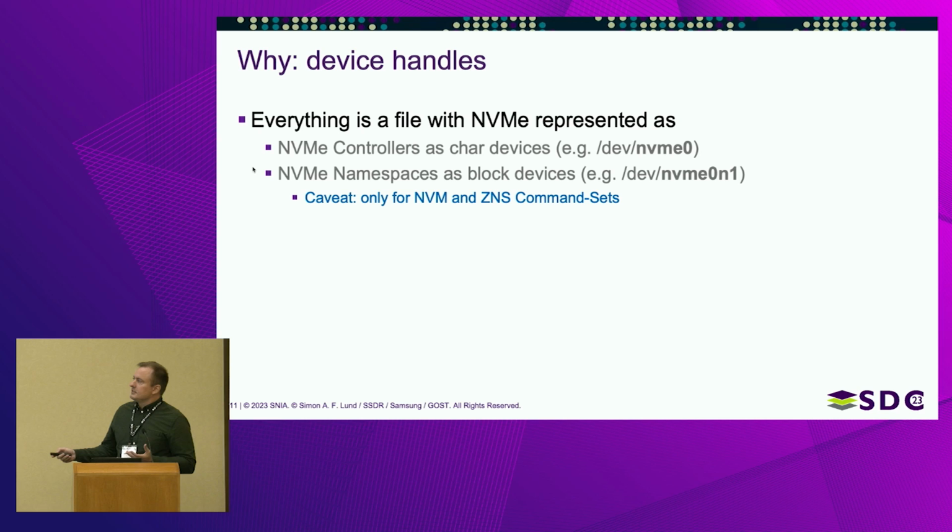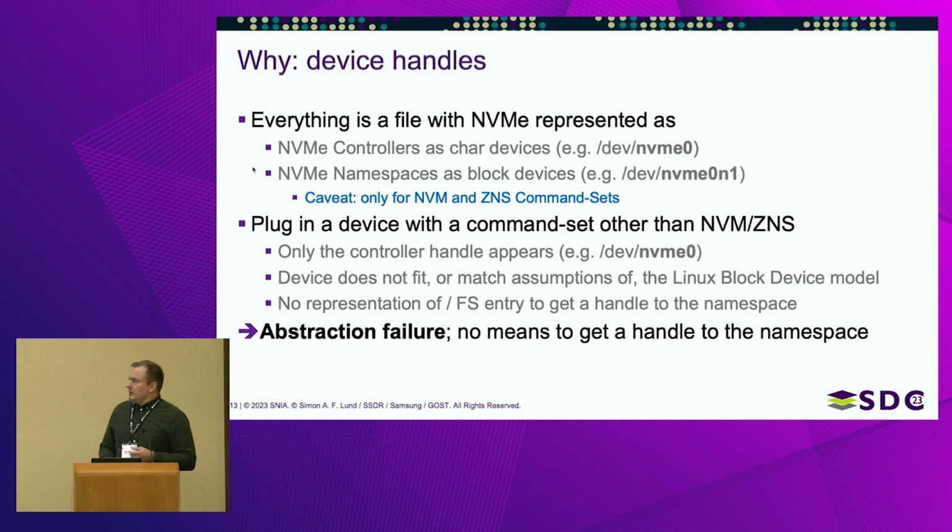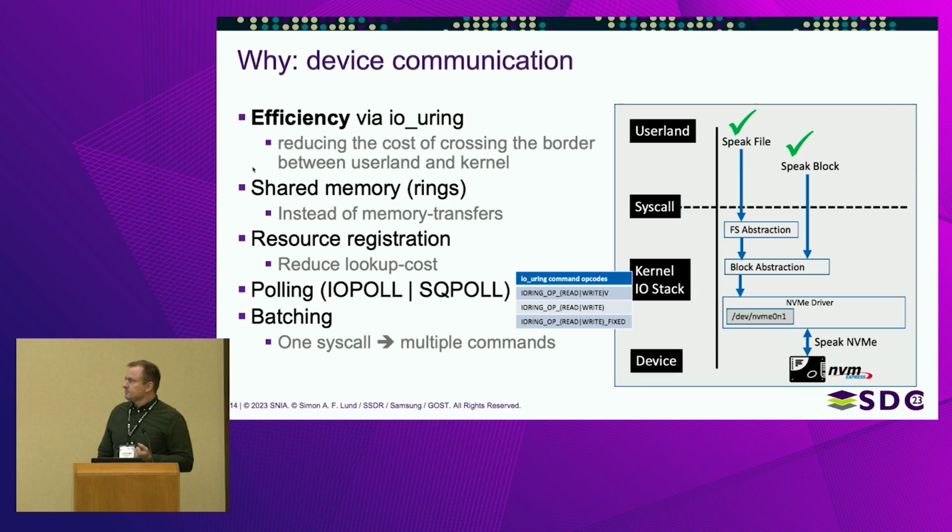Another issue that we've had is that NVMe devices pop up as controllers, as /dev/nvme0 and nvme0n1. However, that was only for NVMe devices with the NVM and CNS command sets. If you plugged in a device, say a computational storage device or a KV device, you wouldn't get a handle to the namespace. You could get a controller handle, but you couldn't do the stuff that you're supposed to do of speaking with the device. You didn't have a communication channel. So that's another abstraction failure there. You can't even get that communication channel up and running.